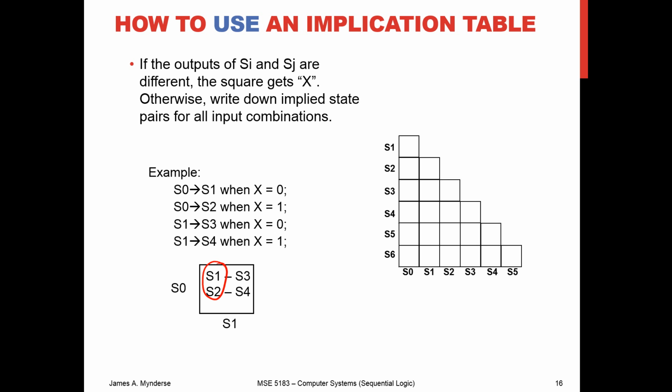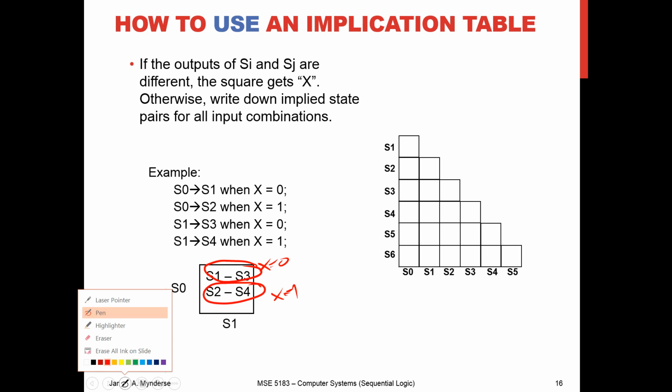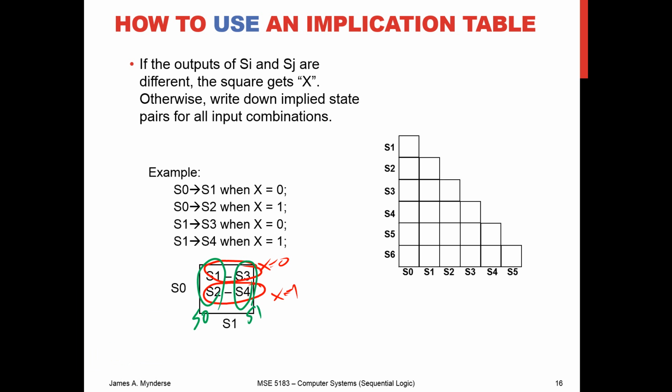Oh, I did this wrong, didn't I? Sorry. There is our X equals 0. There is our X equals 1. Let's see if I can change colors here. There is our S0. There is our S1. So there we go. That's kind of what we're looking at.